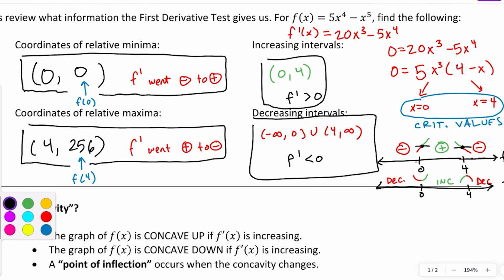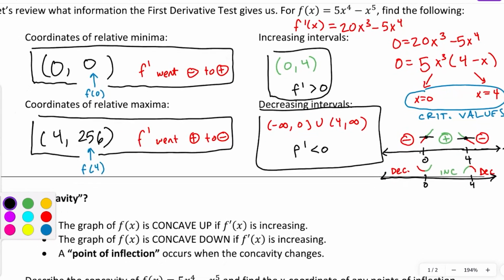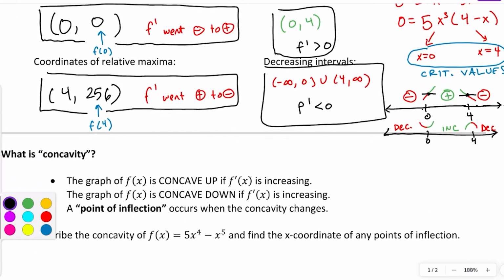All right. So before we really get into what the second derivative test is, I want to lay out some new vocabulary terms for you. The first word being concavity.